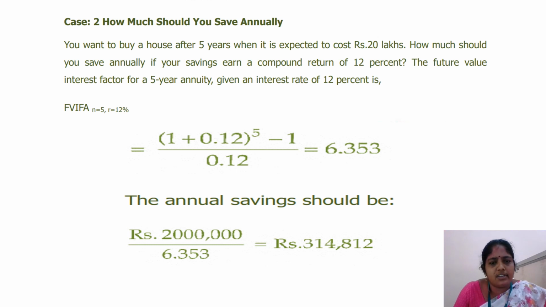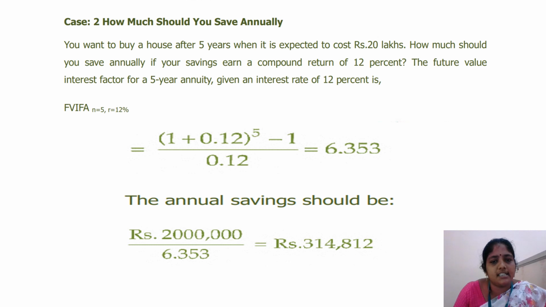First, we should find out the future value interest factor. We have the formula (1 plus r) power n minus 1, divided by r. We know the value of r. So 1 plus 0.12, power 5 years, and you will get the FVIFA.